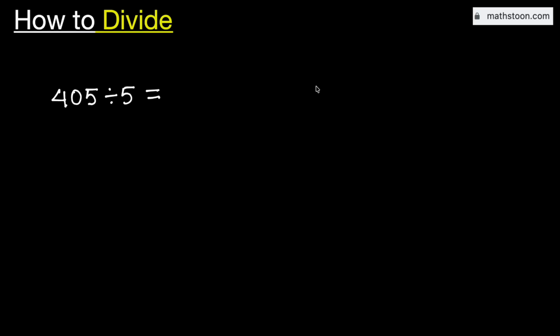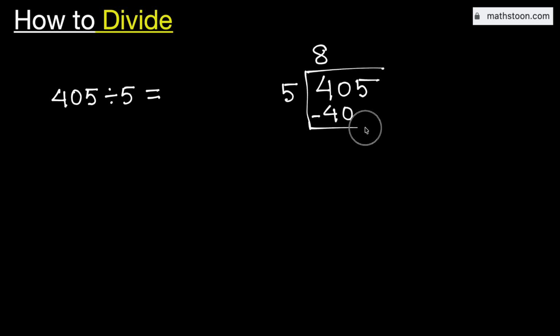In this video, let us learn how to divide the number 405 by 5 using the long division method. Consider the first digit 4. It is less than 5. That is why we will consider the number 40. We know that 5 times 8 is 40. Subtract, we get 0.